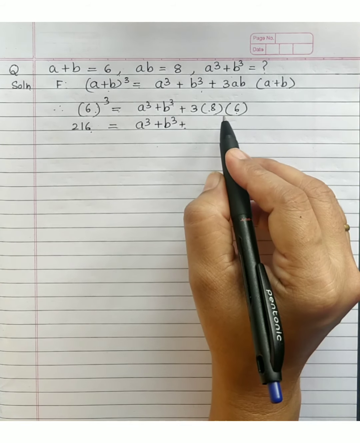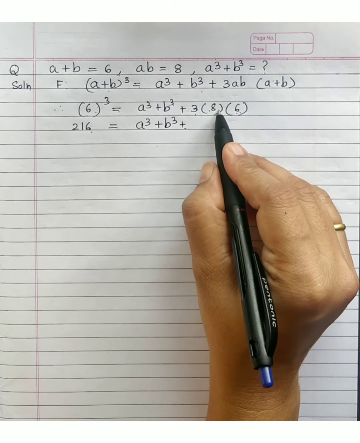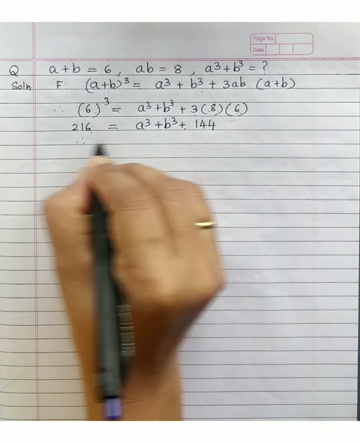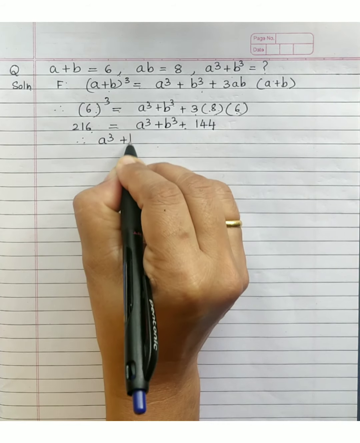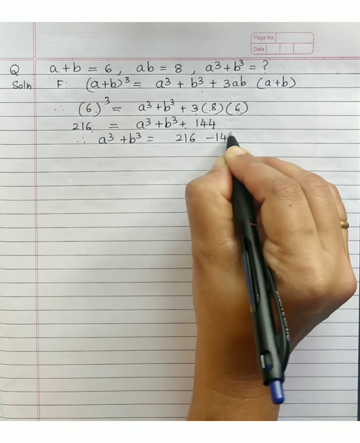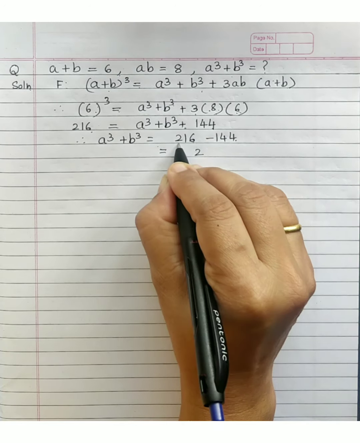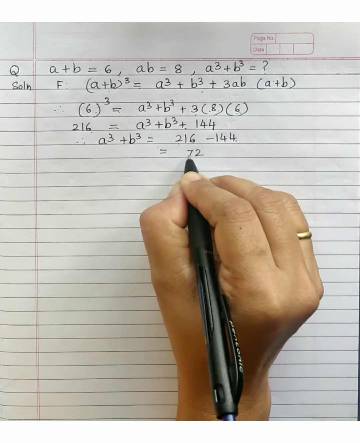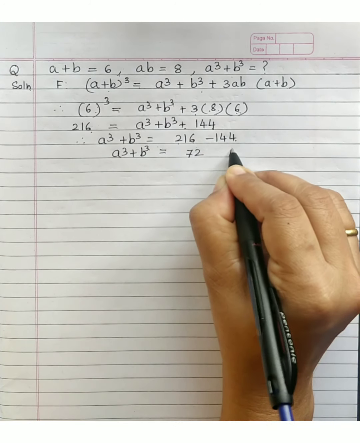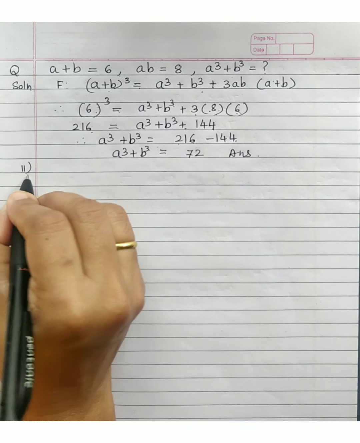Plus 3 6s are 18. 18 8s are 144. So thus a³ + b³ will be what? Simply 216 minus 144. So 6 minus 4 is 2, and 21 minus 14 is what? 7. So a³ + b³, what is the value found here? 72. As simple.